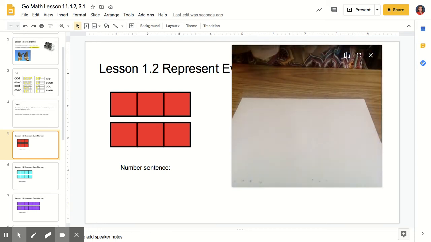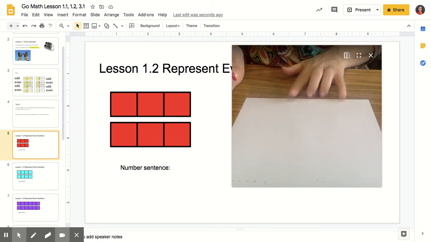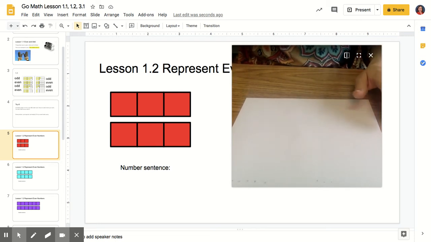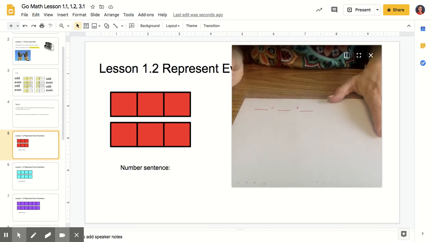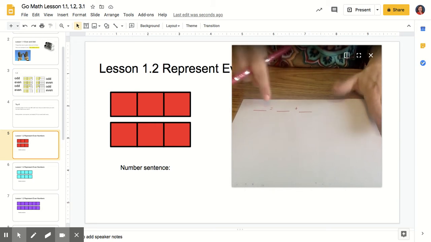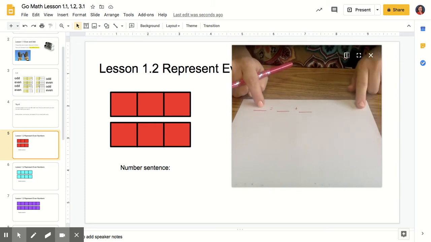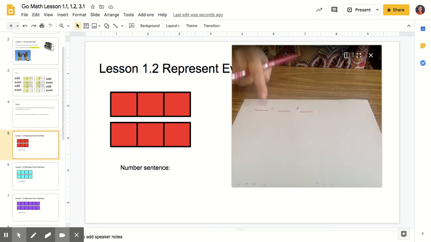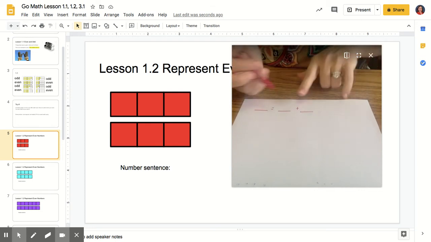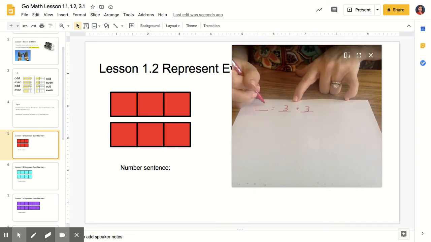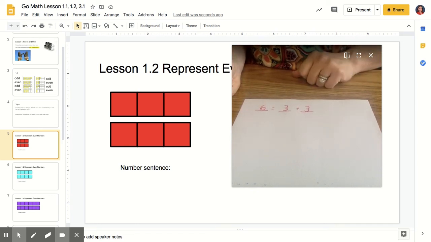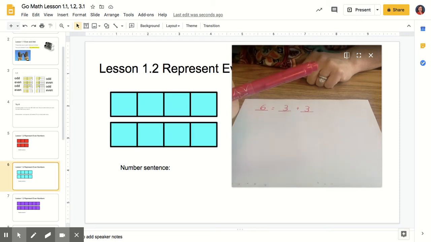All right, so on this picture, I see 2 groups of 3. Now, the thing that's a little different about this is that they put the sum first, and then they put the 2 add-ins second. With addition, it doesn't matter. Well, I guess with subtraction either. It doesn't matter which side the sum is on, okay? So I see 2 groups of 3, and then if I count those, I would get 6.